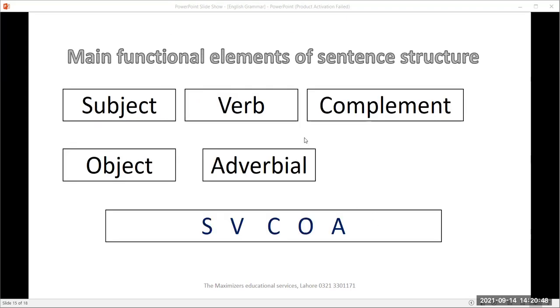Now let us revise what the main functional elements of sentence structure are. There are five main elements of a sentence structure: subject, verb, complement, object, and adverbial. We can remember it according to the initial letters of each word, SVCOA. So these are five elements: subject, verb, complement, object, and adverbial.